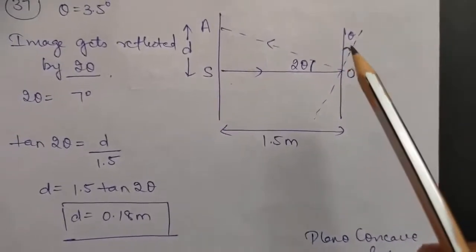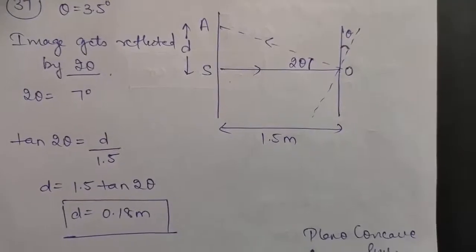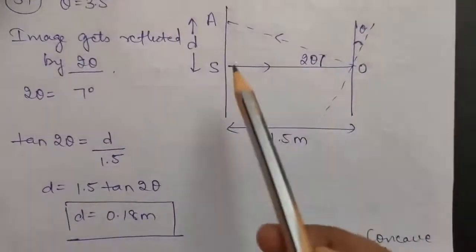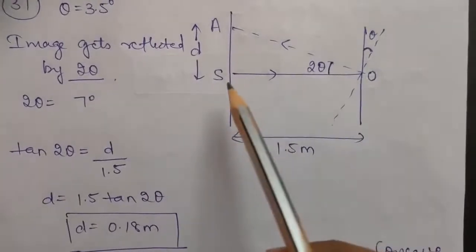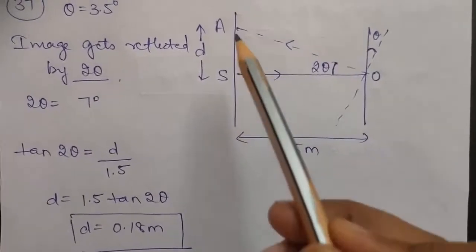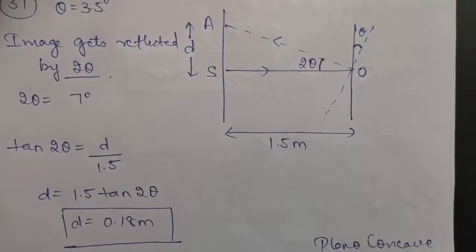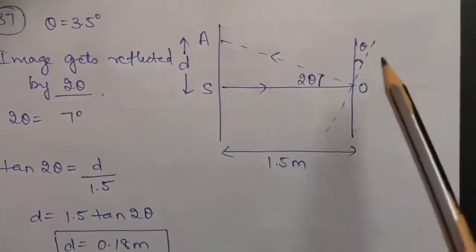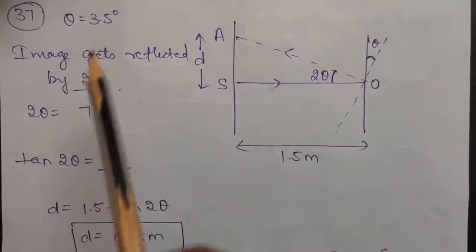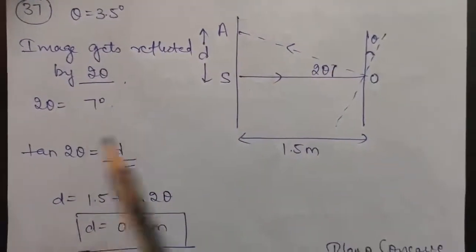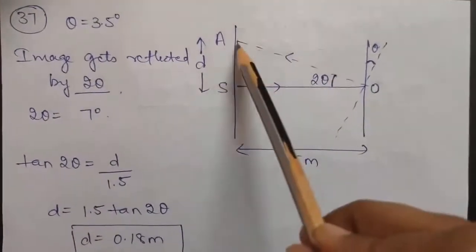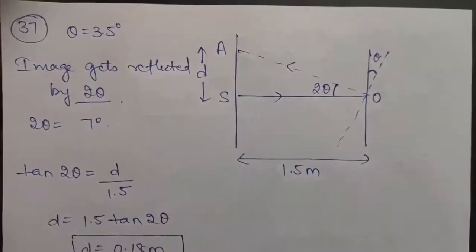So if we are rotating it by theta in clockwise direction, this spot of image, because initially the ray was retracing its path, will also rotate by 2 theta in the clockwise direction. Now we know theta to be 3.5 degrees, so the 2 theta, that is this angle, will come to be 7 degrees.